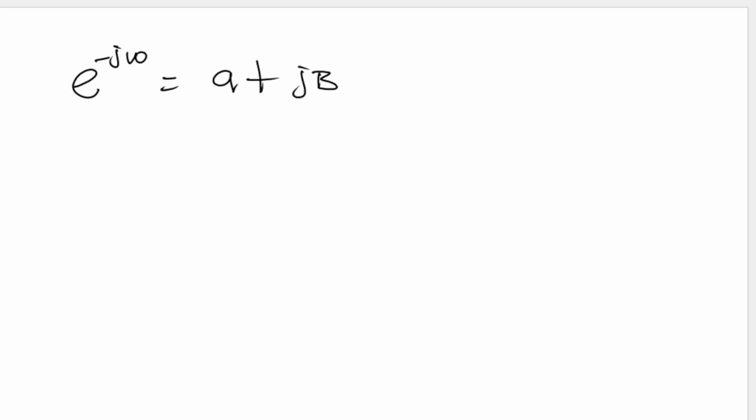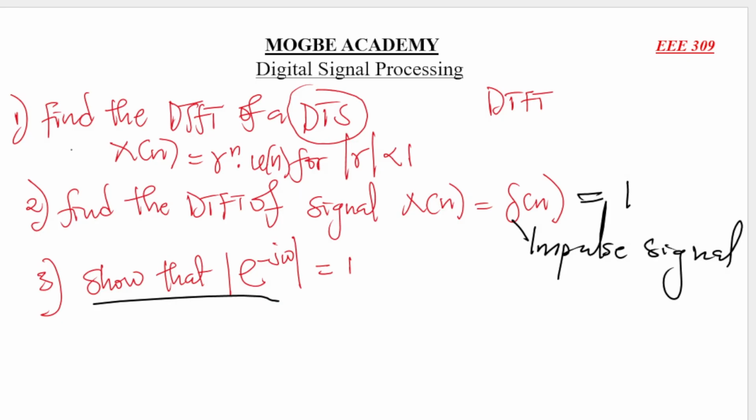Now recall that our question is to get the absolute value of what we have here, right? The absolute value of what we have here is simply the magnitude of exponential minus JW. And when we apply the magnitude of exponential minus JW, that will be equal to 1. Are we together?